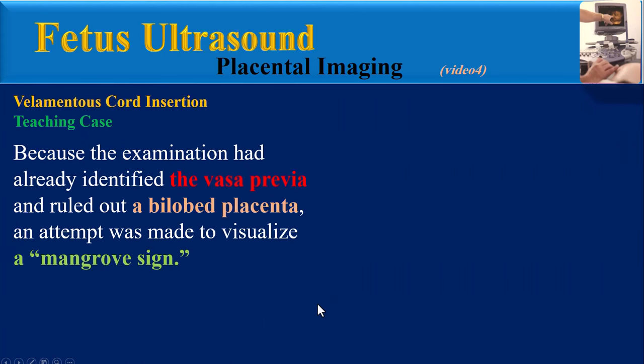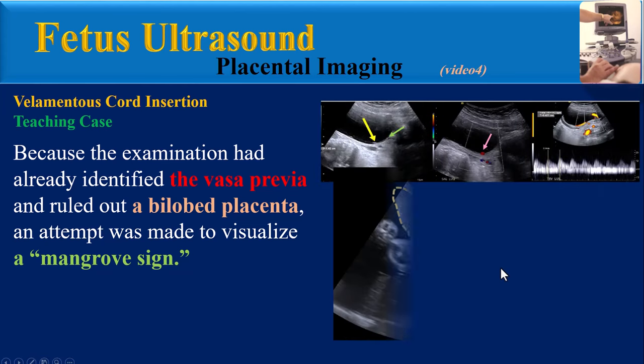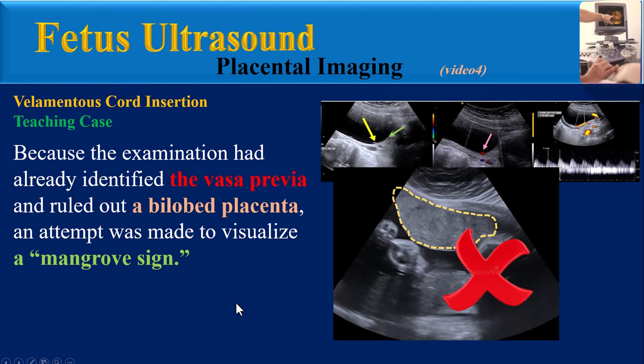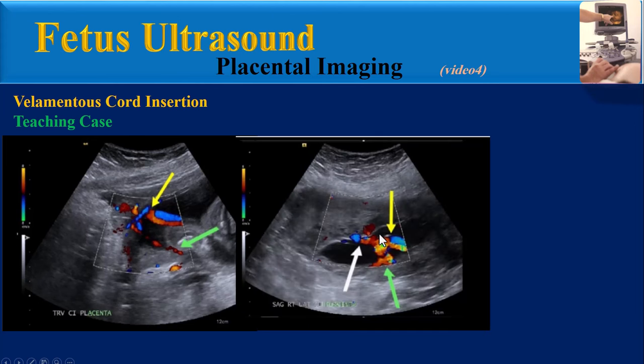Because the examination had already identified the vasa previa and ruled out a bilobed placenta, an attempt was made to visualize a mangrove sign. The sagittal right lateral image shows aberrant velamentous cord insertion. The yellow arrow points to insertion into the membranes. The green arrow points to a single fetal vessel that traveled through membranes inferiorly along the posterior uterine wall to the lower uterine segment. The cord insertion is noted in the transverse oblique view.